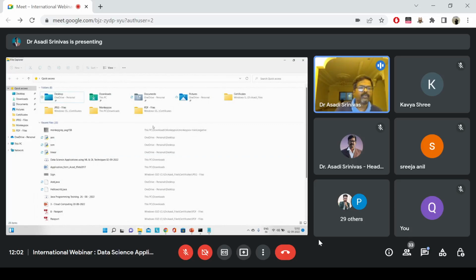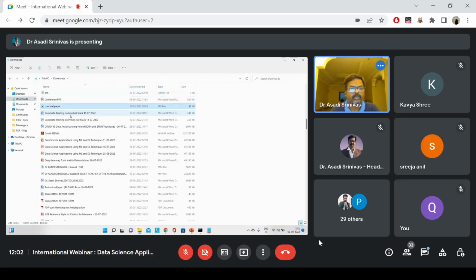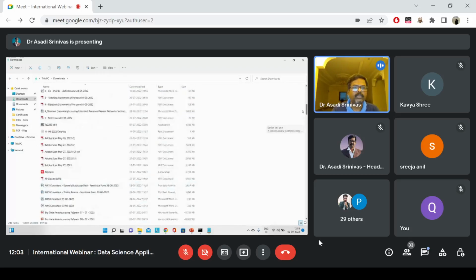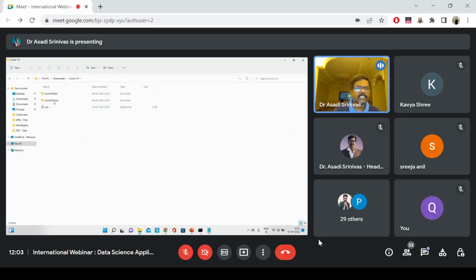algorithm, like COVID-19 images. I'll show you. See here, COVID. I'm showing the COVID data set also. See now, the COVID-19 data set. Please see my screen, and the training data.